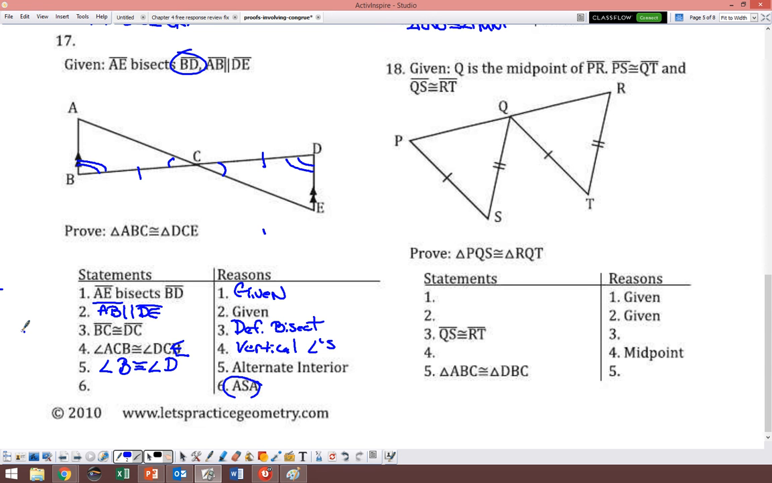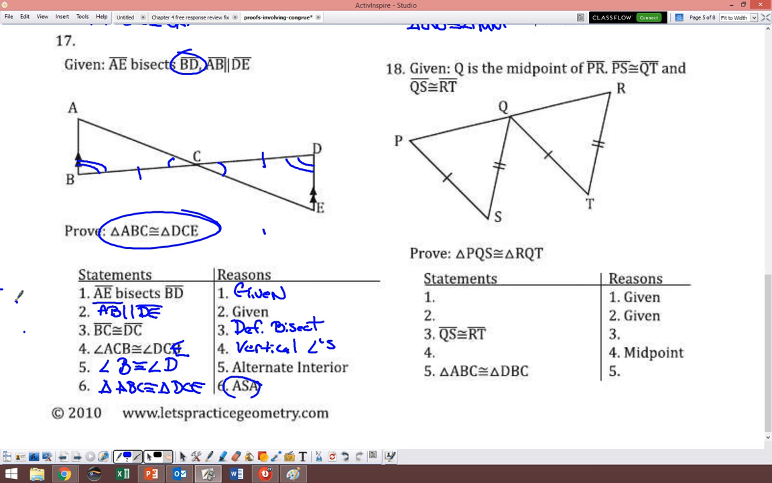And my last statement right here. There we go. Triangle A, oh, it's so messy. There we go. By angle, side, angle.